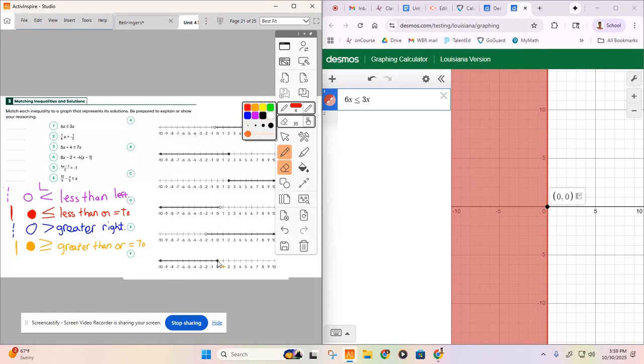Right here, and it shades to the left. Solid dot, shades to the left. So it matches this graph. So F goes with number 1.